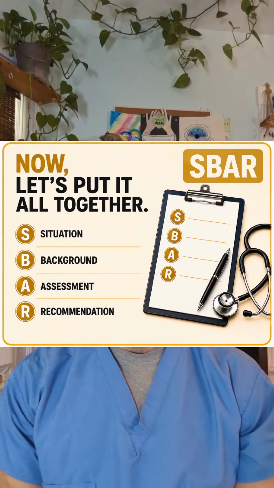Now let's put it all together. Imagine your patient's blood pressure suddenly drops. Your SBAR might sound like this. Situation. Hi, this is Davide, the RN taking care of Mr. Smith in room 204. I'm calling because his blood pressure has dropped to 86/52. Background. He is a 72-year-old admitted yesterday with pneumonia. He has a history of hypertension and heart failure and received his morning antihypertensive medication.